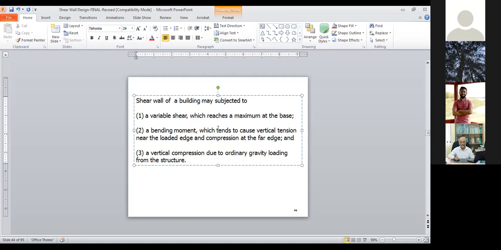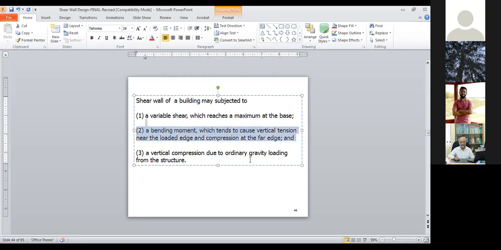A bending moment which tends to cause vertical tension near the loaded edge and compression at the far edge. So this is very simple. If you have a cantilever, if you apply the horizontal load, the loaded face will be in tension, the other edge will be in compression due to the moment. You know it also, I believe that.